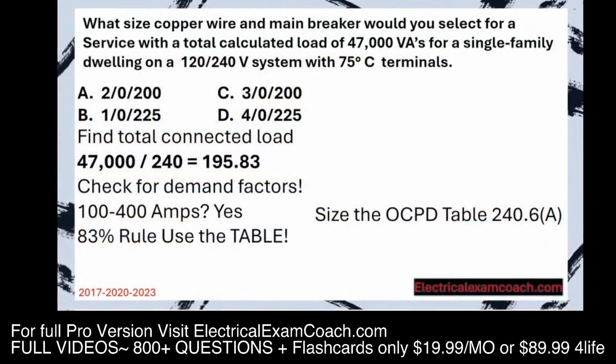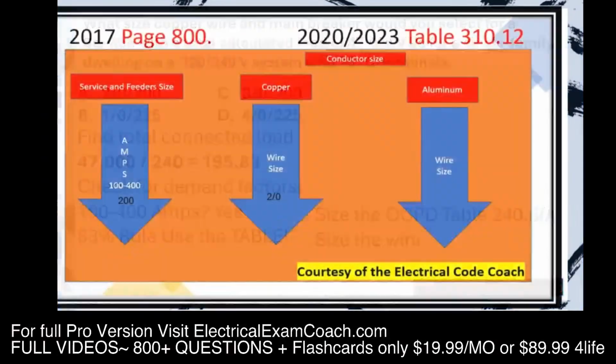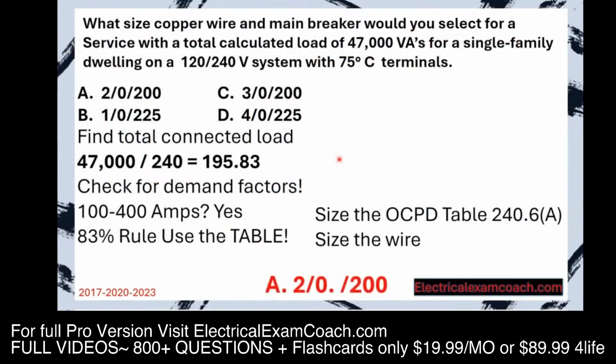Now we can use our cheat sheet table. When we head there, we're going to size the wire. Step 1, we're going to be on the left-hand side and find our size breaker. Then we're going to come over to the copper column because that's what it requested, and we're going to find that we need to put it on a 2-aught. And in this case, we would have 2-aught copper on a 200 amp service. Great job.